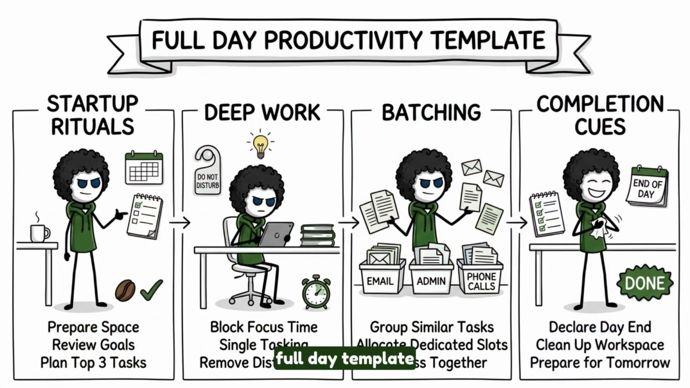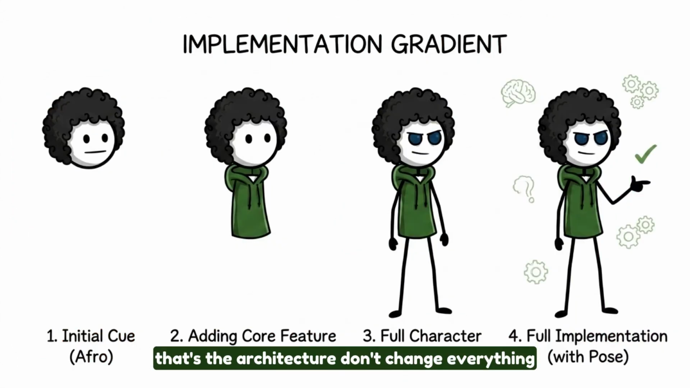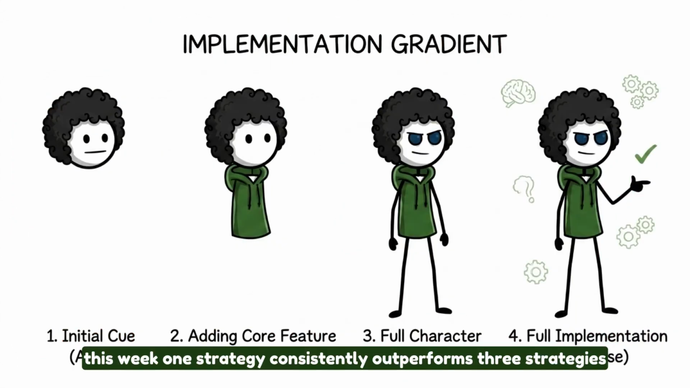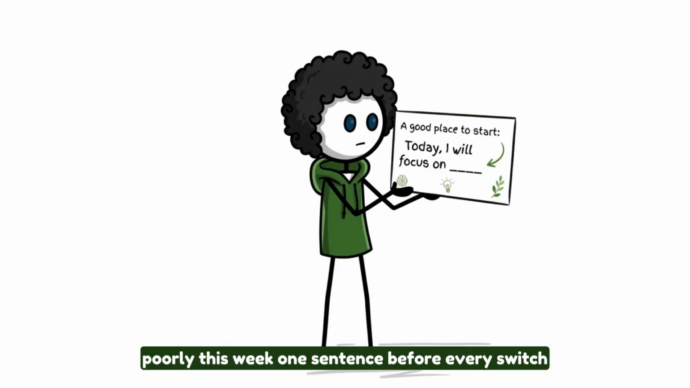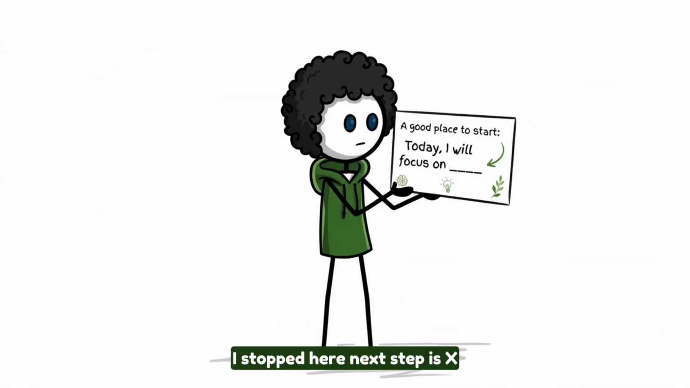Full day template. Startup. Batch deep work. Completion cues. Batched email. Shutdown. That's the architecture. Don't change everything this week. One strategy consistently outperforms 3 strategies poorly. This week, 1 sentence before every switch. I stopped here. Next step is X.